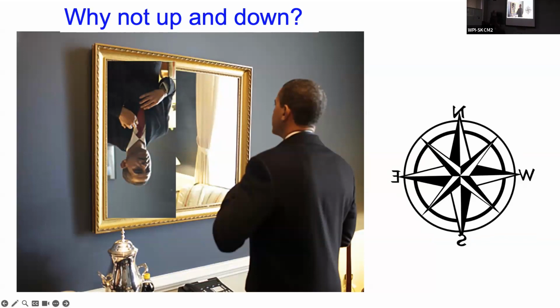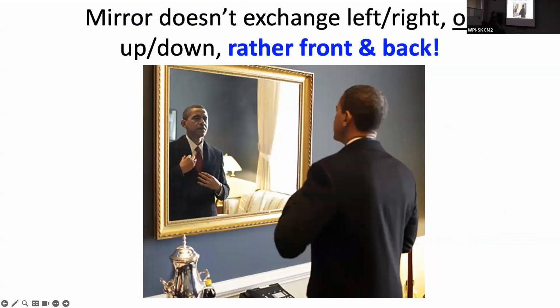And the answer is that a mirror does not exchange left and right, and it does not exchange North and South. Rather, it exchanges front with back. But we think it exchanges left and right. And that's a psychological trick that our minds play on us. We imagine that if Mr. Obama were to walk behind the mirror to become his image, he would have to switch up what his hands were doing in order to become his mirror image. But Mr. Obama never walks behind the mirror to become his image.